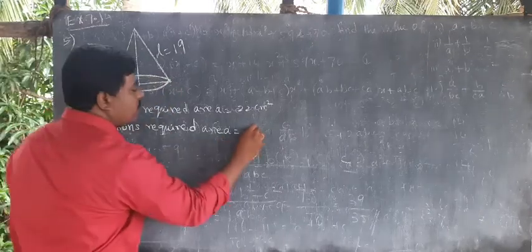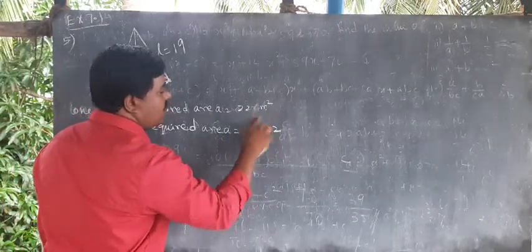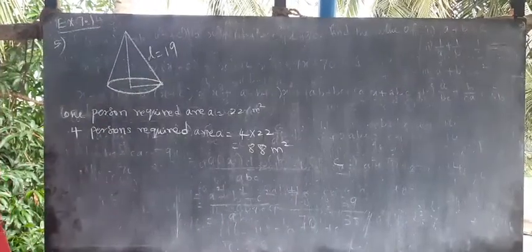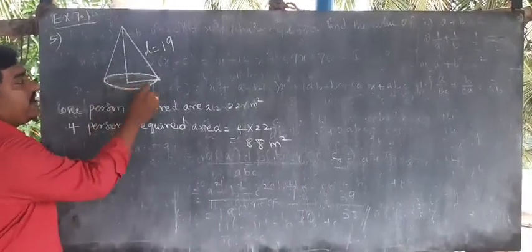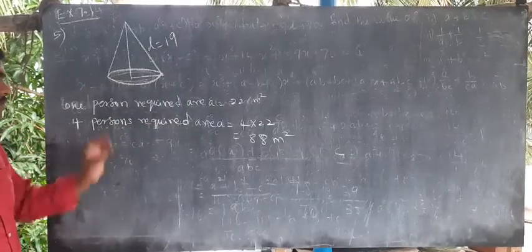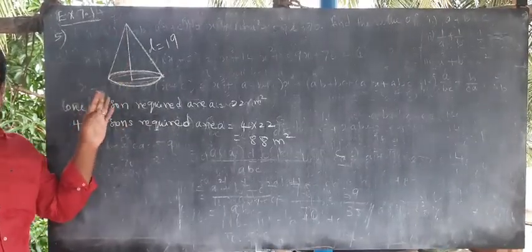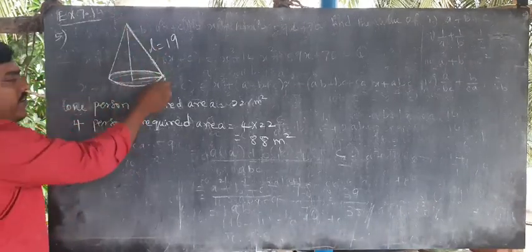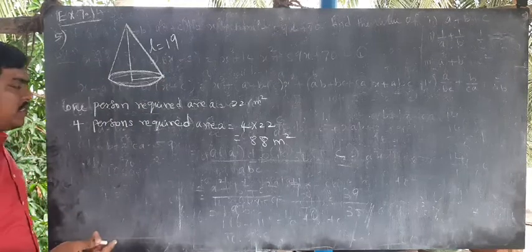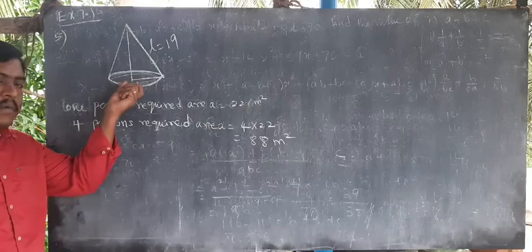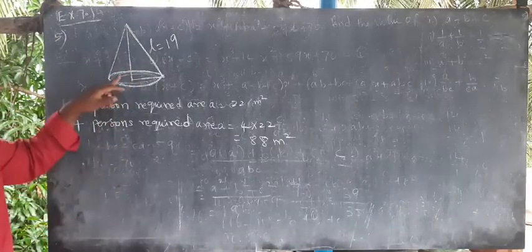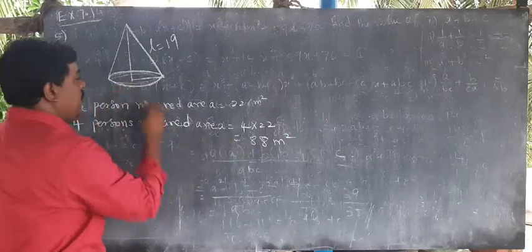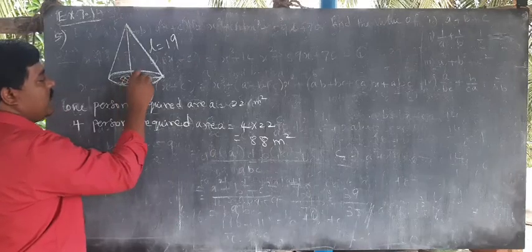So 4 into 22, what? 88 meters square. So 4 persons living here means we need 88 meters square area. In the conical tent, the slant height is 19, that is L = 19. But the surface area is not given. What is given is, for one person they require 22 meters square, and 4 persons are living. So 4 into 22, 88 meters square. This area is 88 meters square.